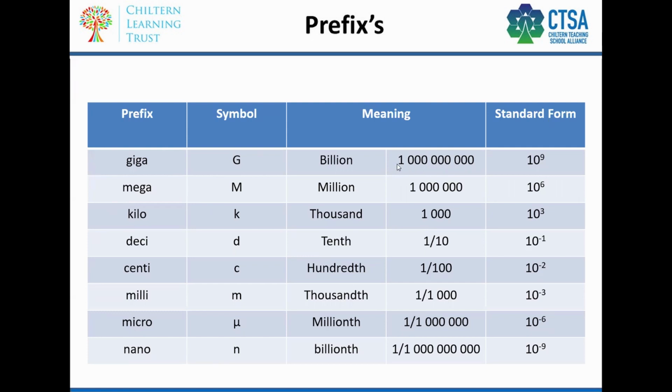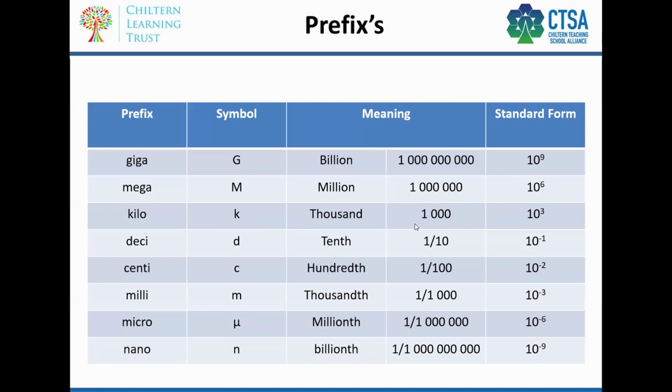And that's written as 1 with 9 zeros after it. Or alternatively, you could write it as 1 times 10 to the 9, which is much easier for students to write in a calculator. Again, with mega, that's 1 times 10 to the 6. It's the same as a million. Kilo is 1,000.